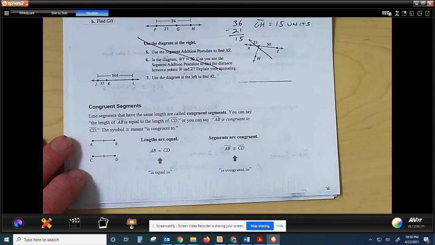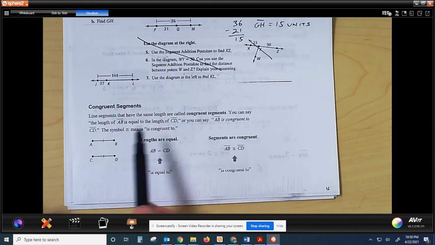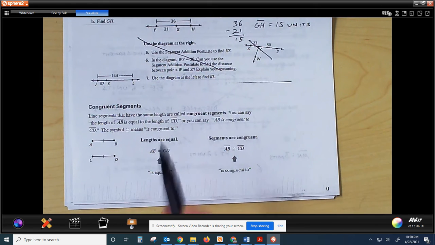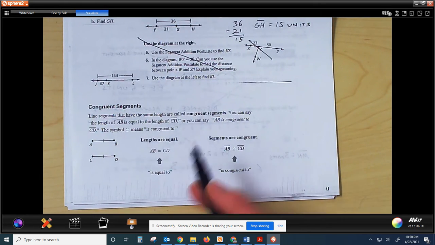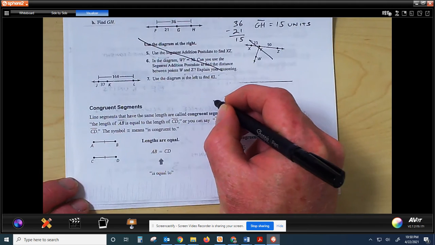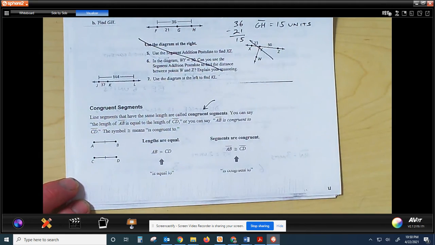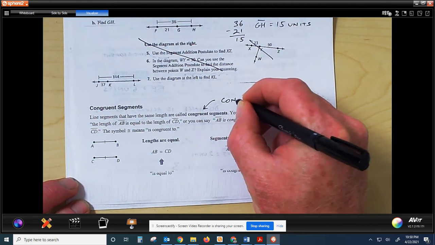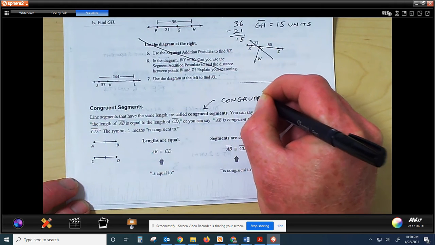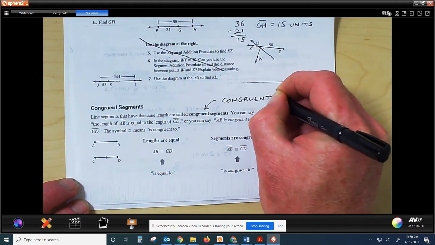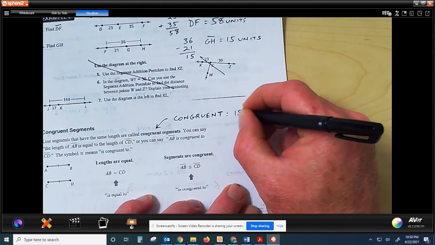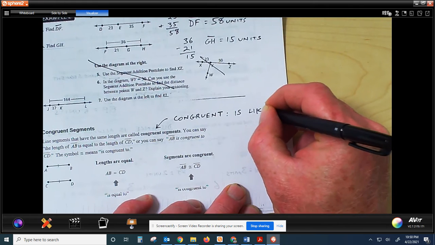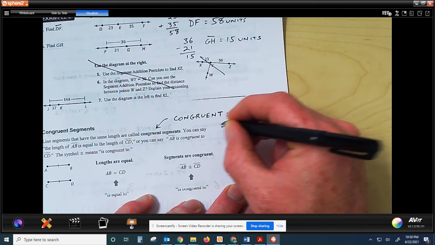Okay, moving to the bottom. These are some concepts that will hook you up next year for knowledge. Line segments that have the same length are called congruent segments. Congruent, C-O-N-G-R-U-E-N-T. Congruent is like equals.